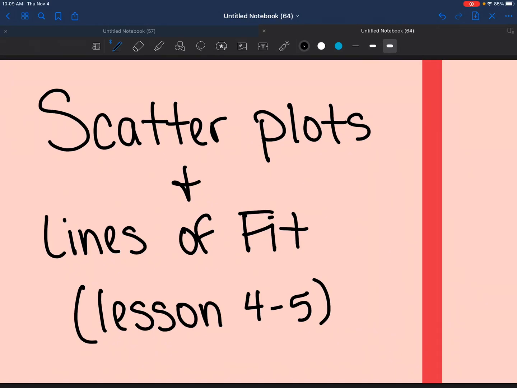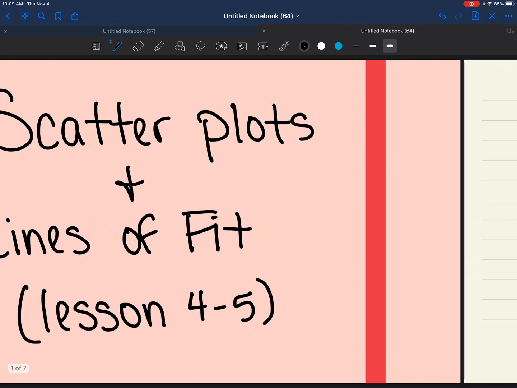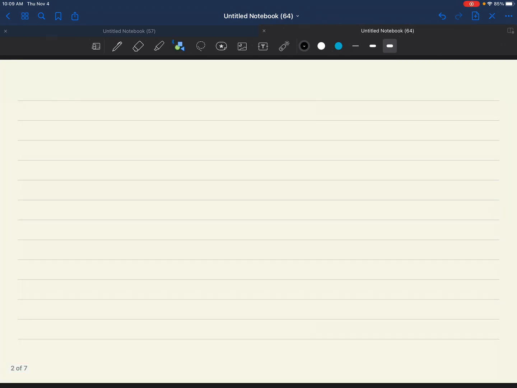Okay, today we're going to talk about how to solve lines of fit and then look at scatter plots. So first thing we're going to do is I'm just going to talk about real quick what they look like and how we know if it's positive, negative, no correlation, which is pretty simple to tell, right? So if you want to draw these down, you can. You don't have to, because I think you'll be able to tell fairly easily what they're doing.